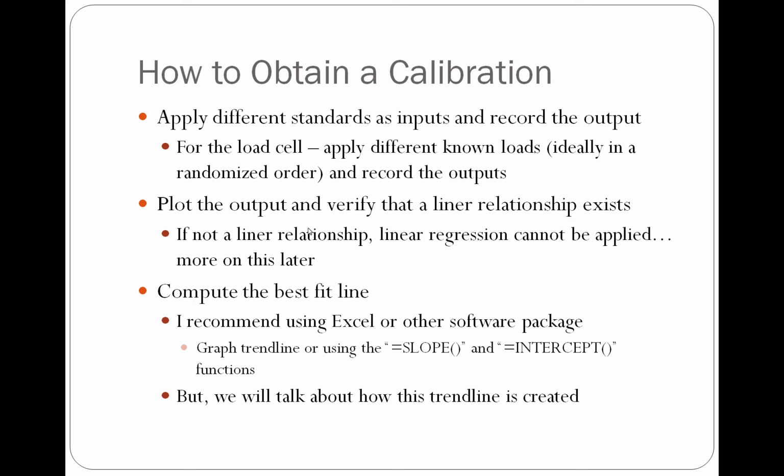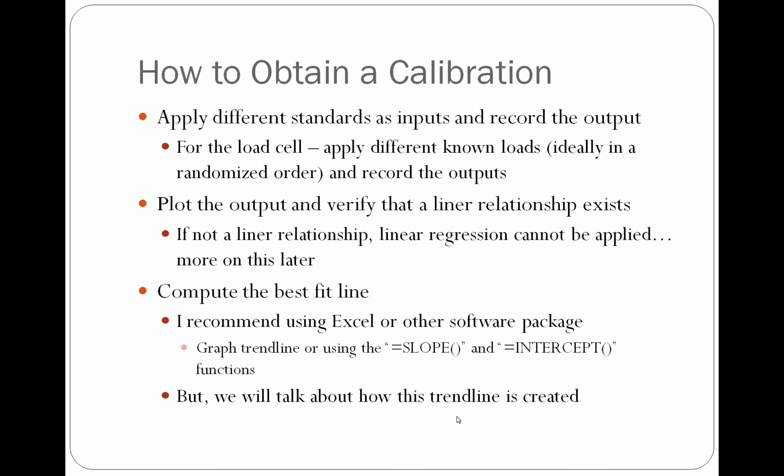All right, so then we're going to plot the output to verify that a linear relationship exists, and if a linear relationship does not exist, we cannot apply a linear regression. We'll have to do some other fitting, and we'll talk more about how to do nonlinear fitting later on in the class. Okay, if a linear relationship exists, we're going to compute the best fit line, and we can do this using Excel or other software packages. We can graph the trend line, or we can use the slope and intercept functions, which we will cover.